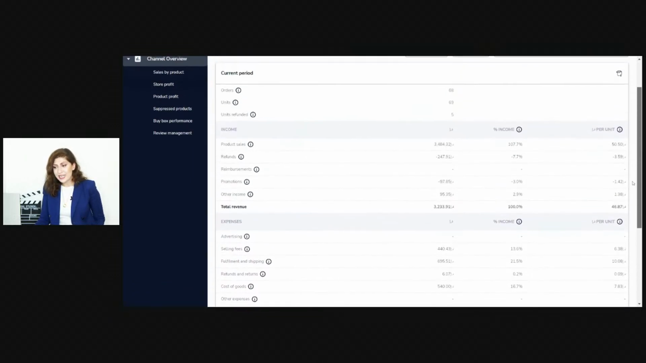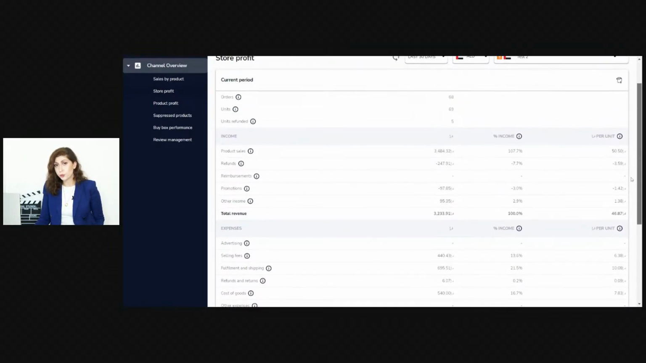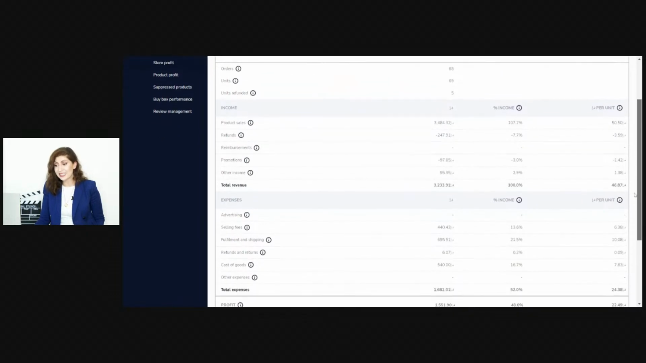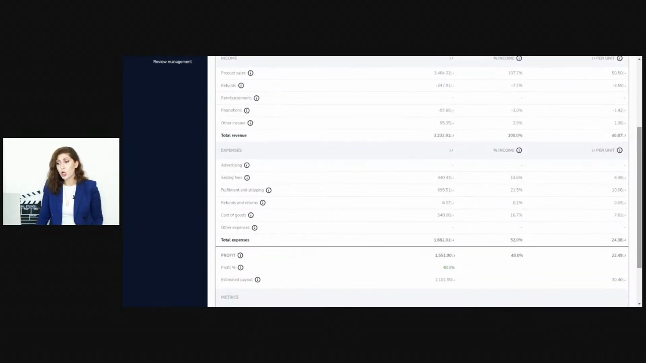So as you can see here, this is exactly how you should be analyzing your profit, and this is exactly how you calculate your profit. So if you want to do it manually, this is the type of sheet that you need to create.